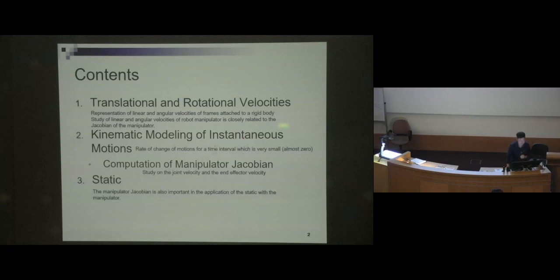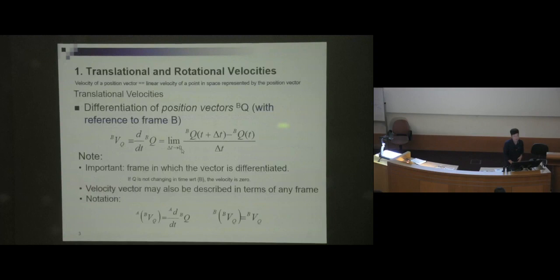And then with this kinematic modeling itself, we study and compute the manipulator Jacobian. The manipulator Jacobian is essentially a study on the joint velocity and the end effector. Next week we'll look at the applications of the manipulator Jacobian in a static environment, meaning that we're bringing force and torque next week. For today's lecture, sessions 1 and 2 are our main focus.